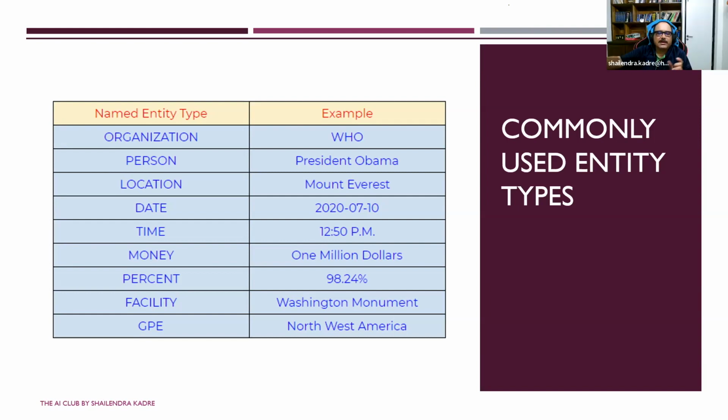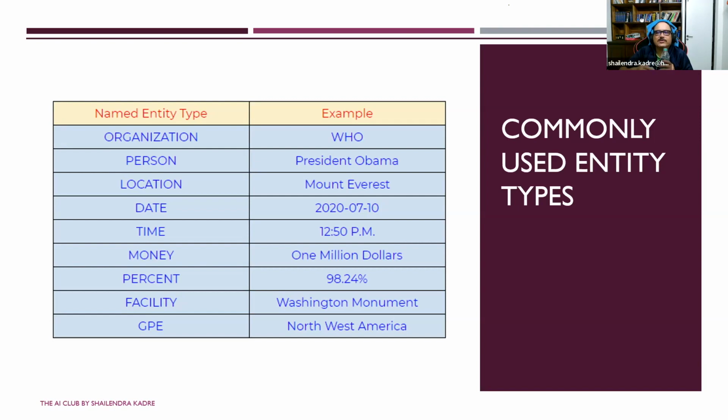It is representing Northwest America. Facility is the Washington Monument. Percent is very clear to you. Money also, time also, date again clear to you. Location may be Mount Everest or Manhattan or New York or whatever. Person may be President Obama or the Prime Minister of India. When we specify Mr. Narendra Modi by his name, then it will come under the person entity. So these kinds of entities we are extracting.